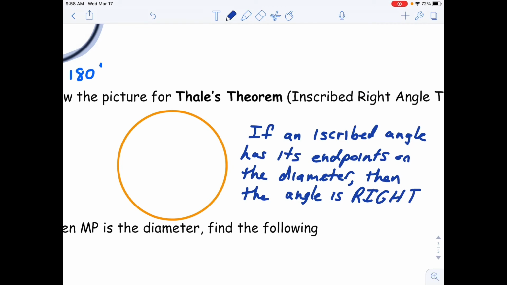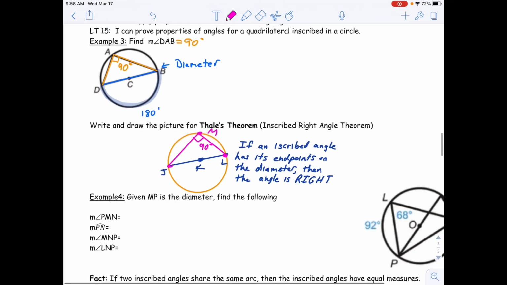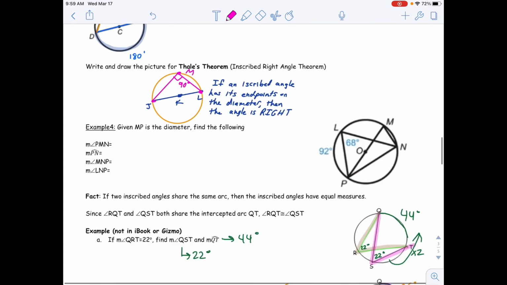All right, and so what that means right here is we just got some random diameter, J, K, L, and then here's M chilling over here. And this angle is an inscribed angle, and its endpoints are on the diameter, then that's a 90-degree angle, and it's a right angle. All right, that's it. That's the punchline. Pretty freaking cool.